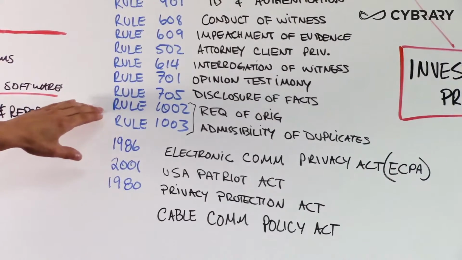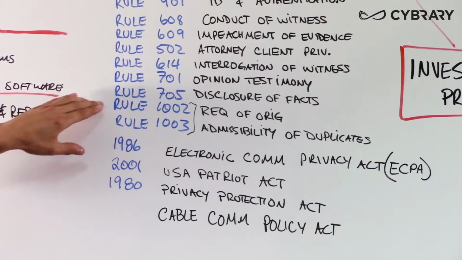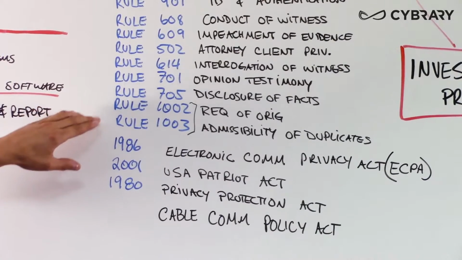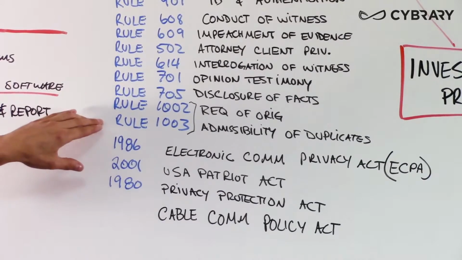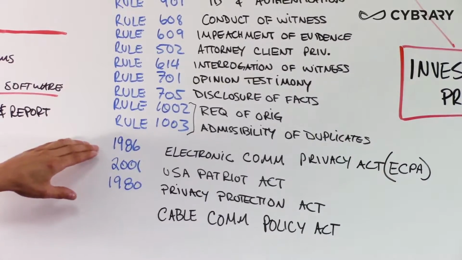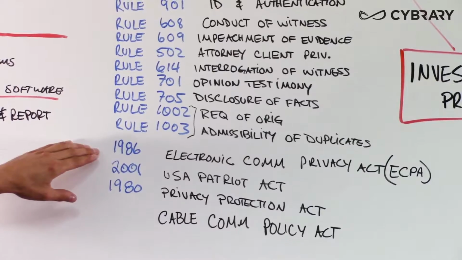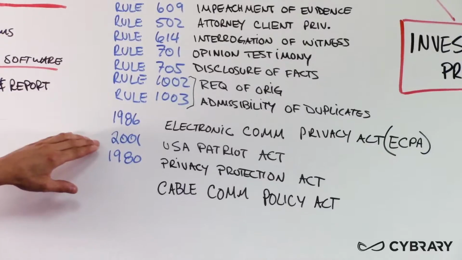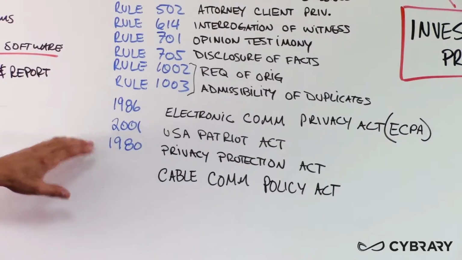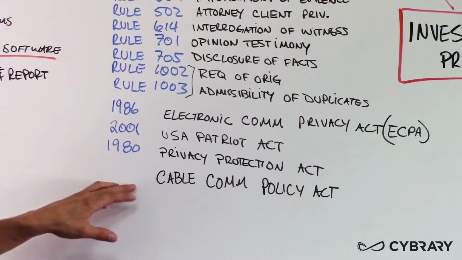Rule 1002, the requirement of the original evidence. You have Rule 1003, which is the admissibility of duplicates of evidence, and a couple of other variety of laws as well, which you should be familiar with. You have ECPA, which is the Electronic Communications Privacy Act. You have the U.S. Patriot Act of 2001. You have the Privacy Protection Act in 1980 and the Cable Communications Policy Act.